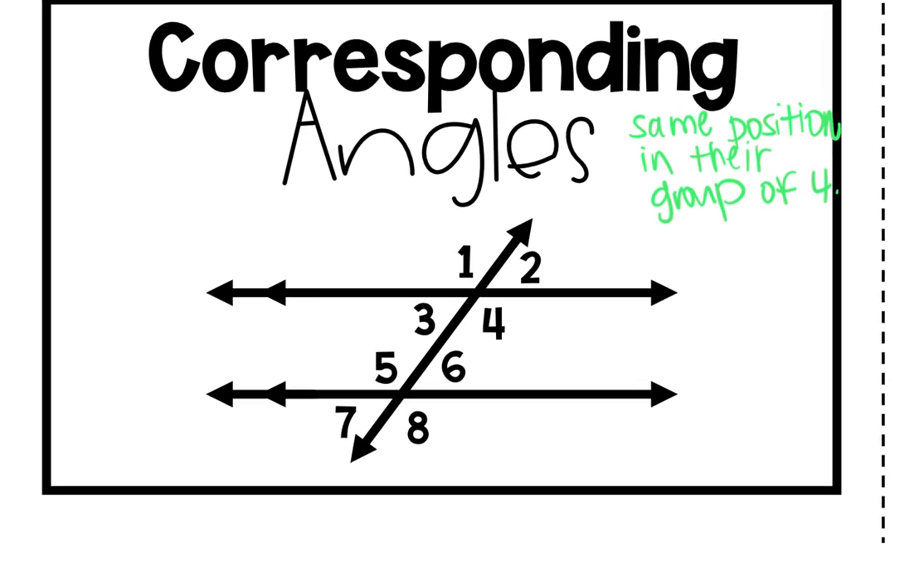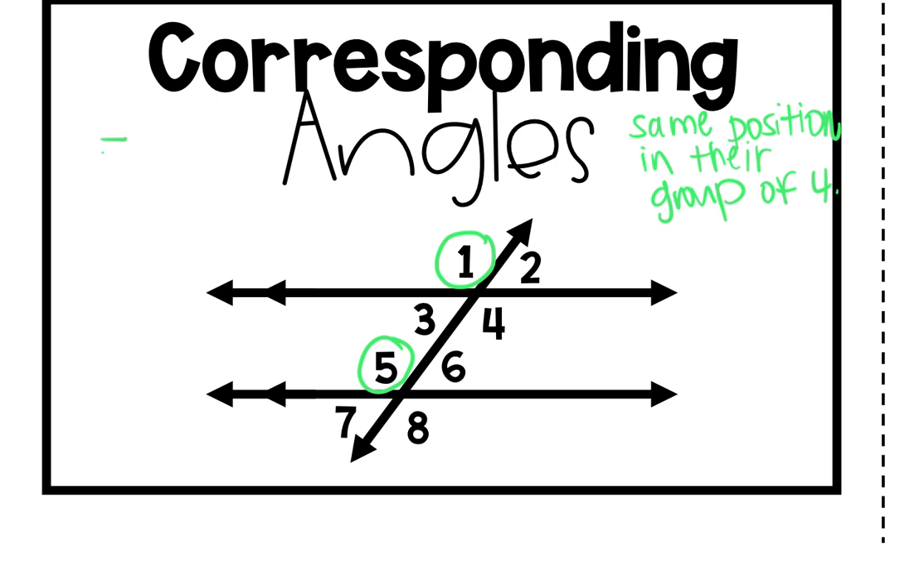If we look at what angles are what for corresponding angles, well, if I am looking for the other pair that's corresponding to number 1, well, in their group of 4, it's in the top to the left. So angle 5 is the corresponding angle to number 1. All right, so I can say that angle 1 and angle 5 are corresponding angles. Something that's very important about corresponding angles is that you know that they are also congruent angles.